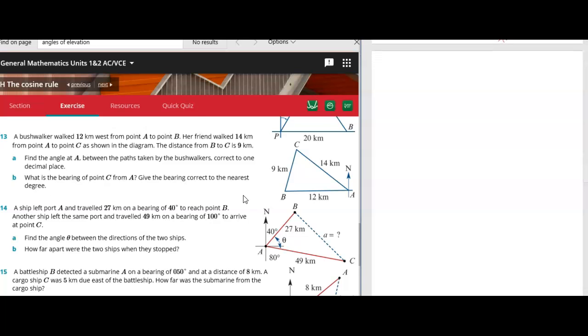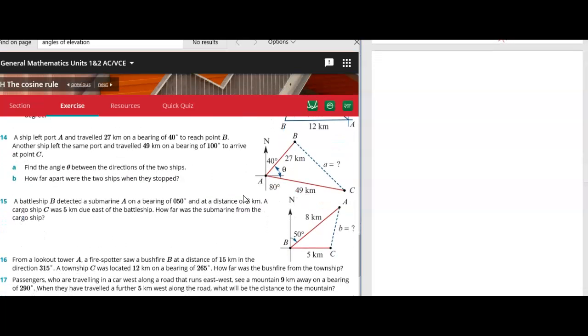Okay, let's move on. All right, question 14. A ship left port A and travelled 27 kilometres on a bearing of 40 degrees. So you can see that here, and the 27, to reach point B. Another ship left the same port and travelled 40 kilometres on a bearing of 100. So down here.